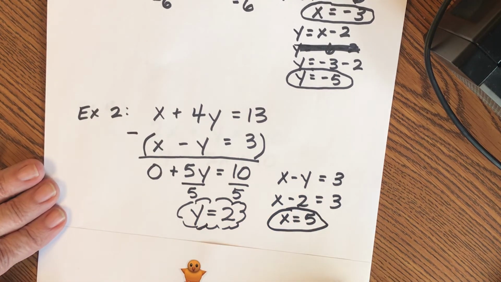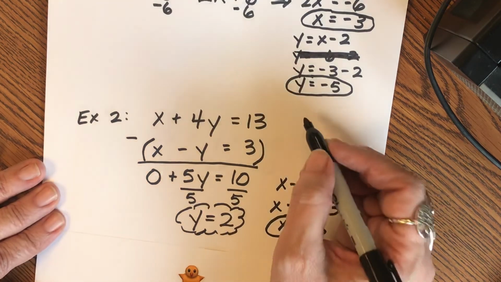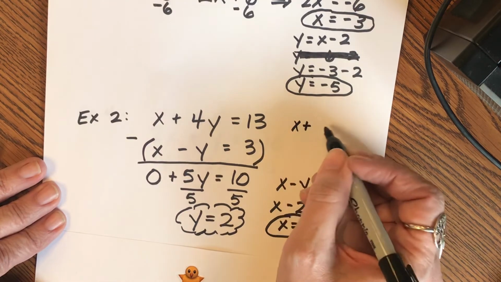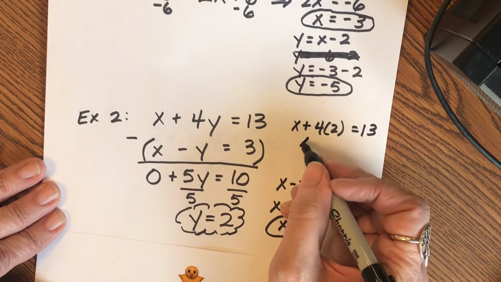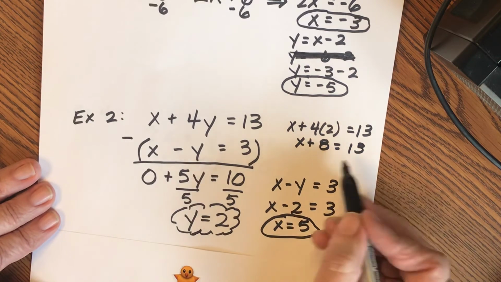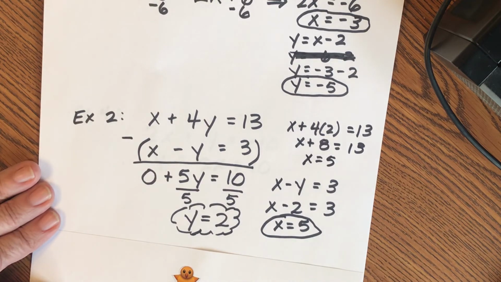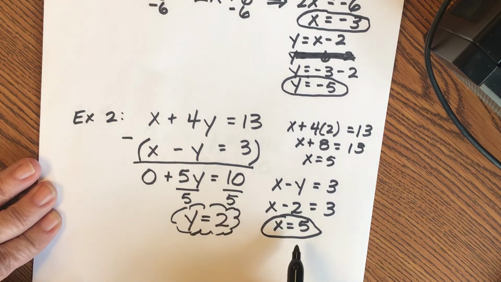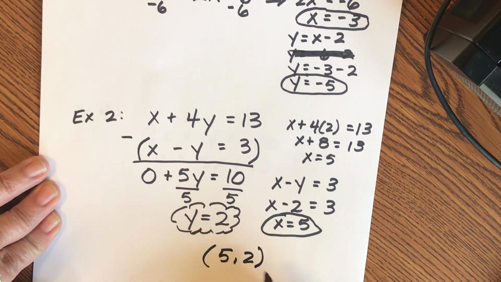Now you may say, what would have happened if I had put 2 into this equation up here? Well, then we would have had x plus 4 times 2 is equal to 13, or x plus 8 is equal to 13, and then if I subtract 8, we get x is equal to 5 all over again. So see, it doesn't matter which equation you use, you can pick the simpler one. So now we're going to take our x and our y and create our coordinate point, and our answer is (5, 2).